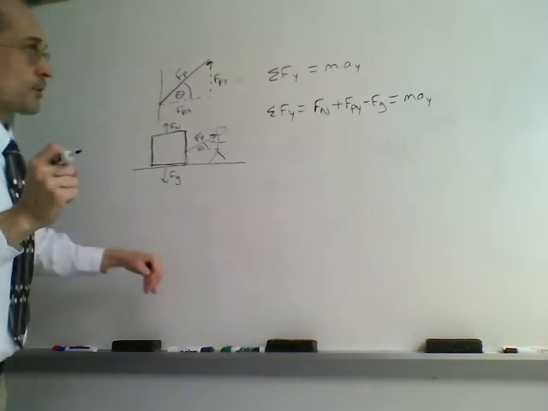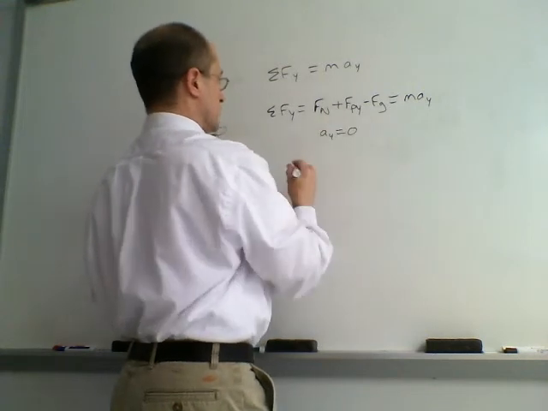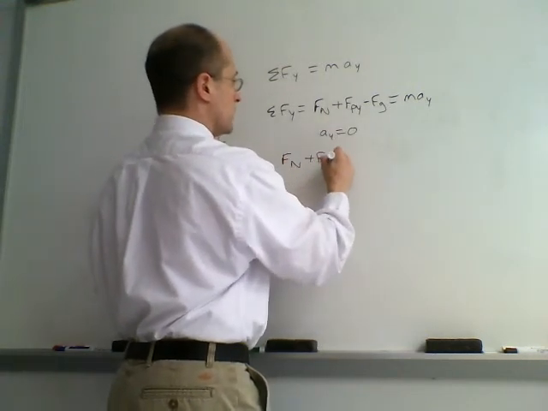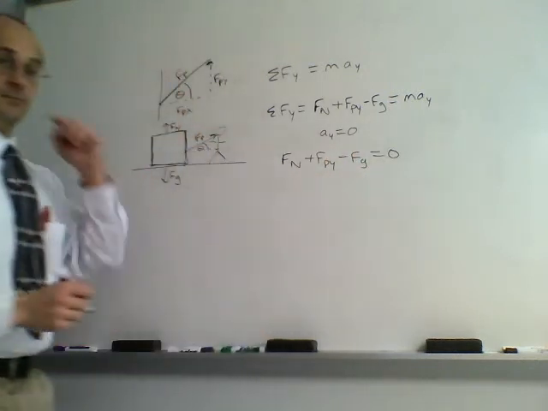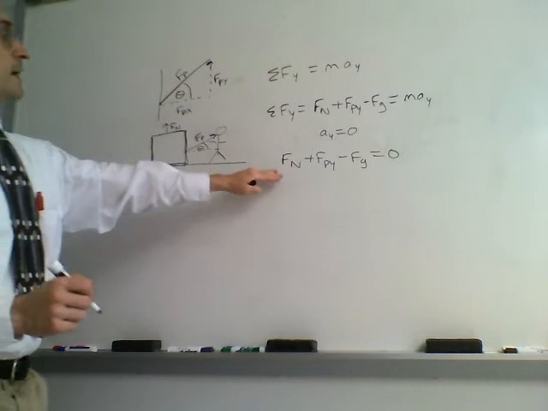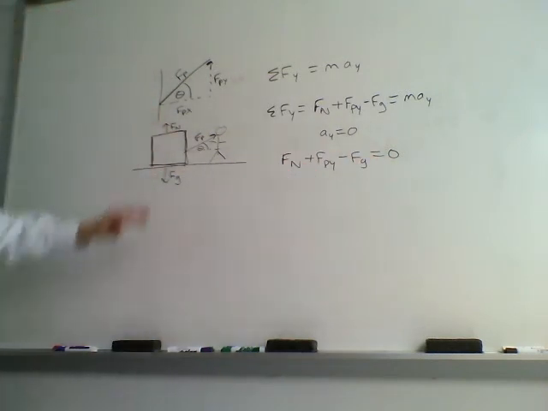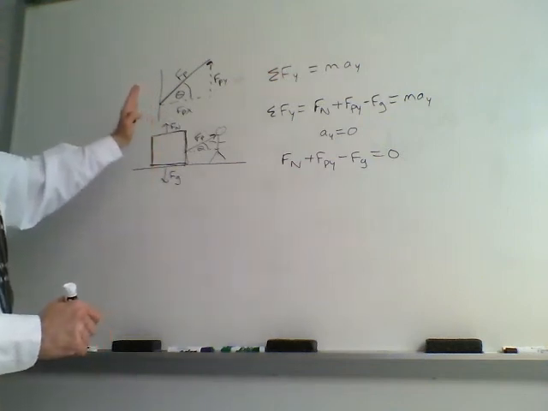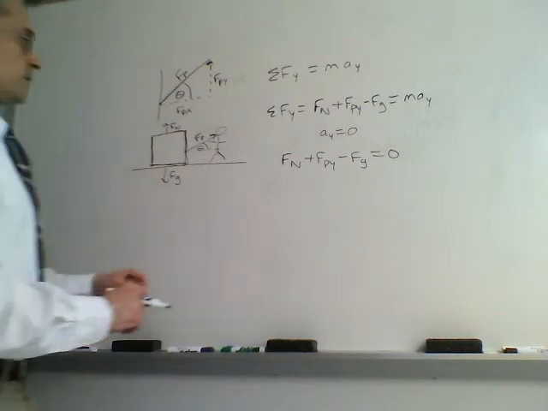Now again, the system is in equilibrium. The box isn't flying up off the earth, nor is it burrowing into the earth. So we always say that a_y is 0. So the force normal plus the force of the pull in the y minus gravity has to be 0. This condition where the sum of the forces equals 0 is equilibrium. So the box in the vertical direction is in equilibrium. It's not experiencing a change in motion vertically.